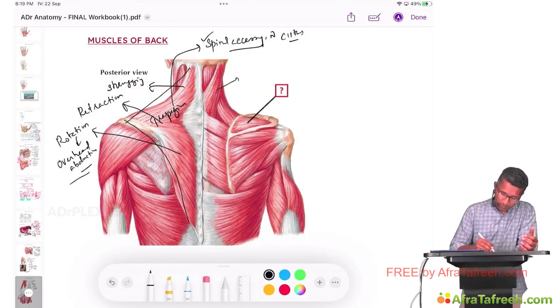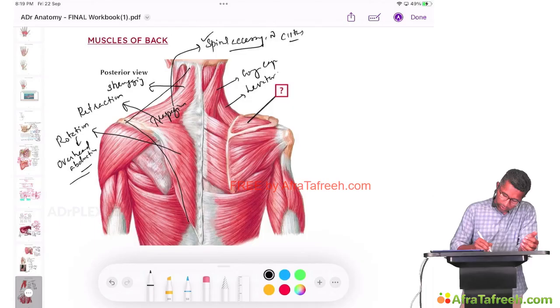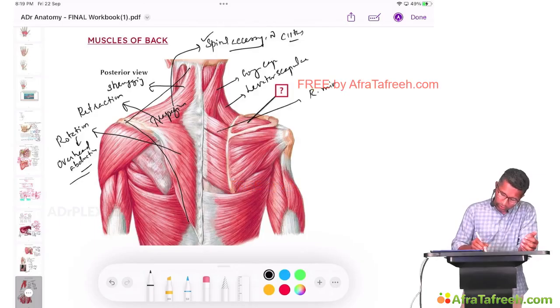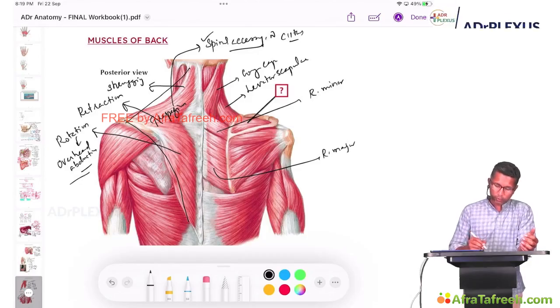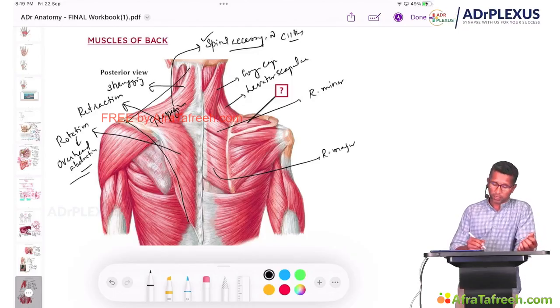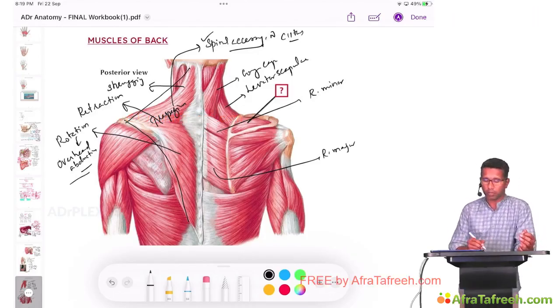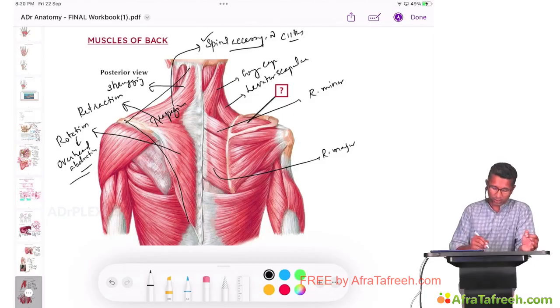What you see here is the longus capitis muscle, and what you see here is the levator scapulae muscle. This is called the levator scapulae muscle. And what you see here is the rhomboides minor muscle. It is called rhomboides minor muscle. And what you see here is called the rhomboides major muscle. Okay. And I hope you know the nerve supply for rhomboides minor and major. It is by the dorsal scapular nerve, which arises from the roots of the brachial plexus.